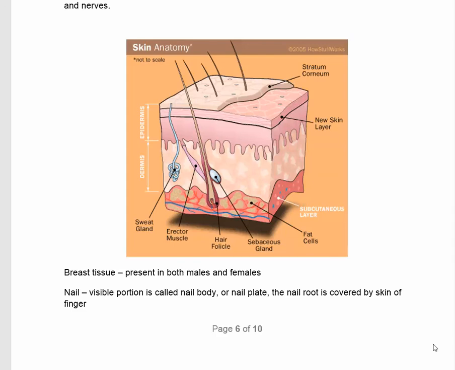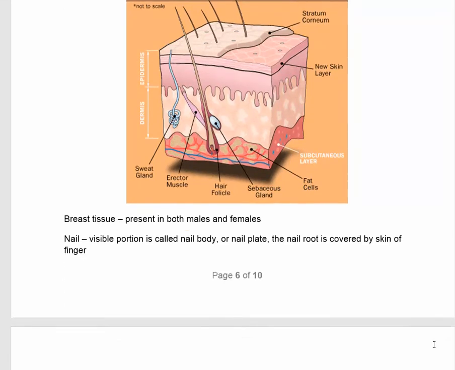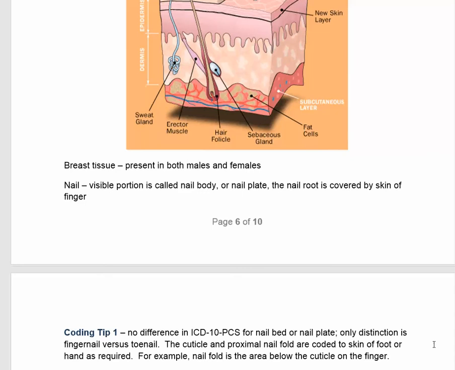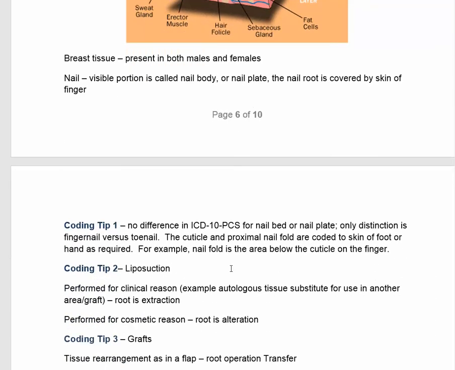Anatomically, there's a picture in your textbook. The portion of your nail that you can see is referred to as the nail body or the nail plate. The nail root is under the skin. But from an ICD-10-PCS standpoint, there's no distinction in terms of a body part value between a nail bed or a nail plate or a nail root. The only distinction is a fingernail or a toenail.